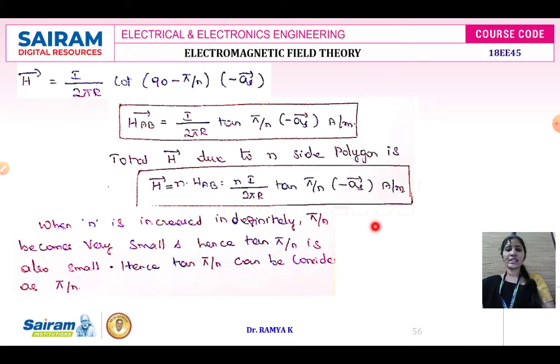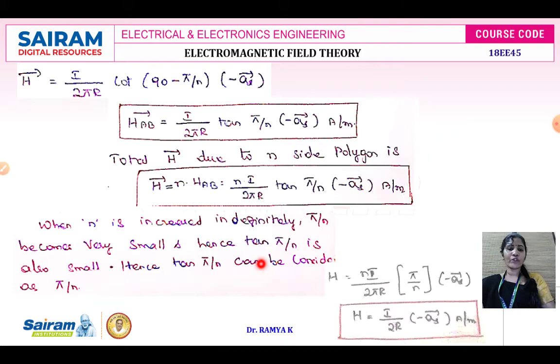So when n is increased indefinitely, the value of pi by n is going to be very small, and hence tan pi by n is very small. Therefore, tan pi by n can be considered as only pi by n. Therefore, the value of the magnetic field intensity H is equal to N I by 2 pi r times pi by n in minus ax vector. H is equal to I divided by 2 pi r in minus ax vector.